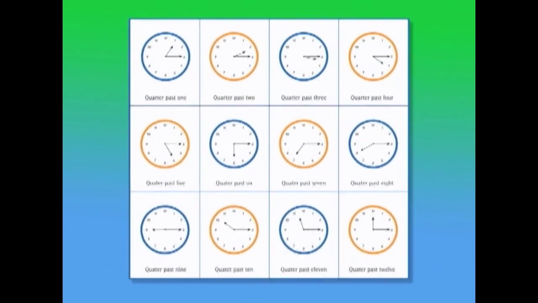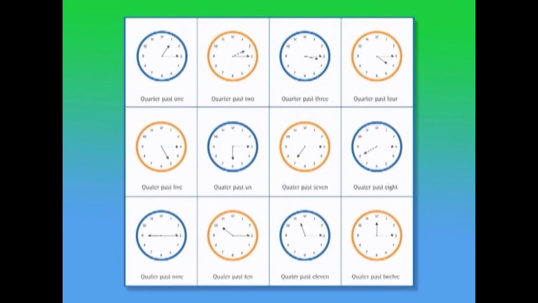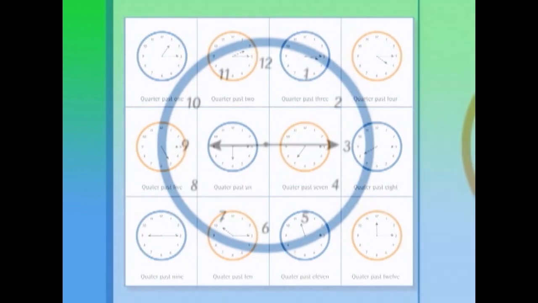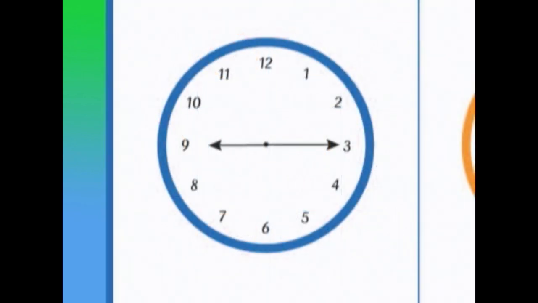Let's look at the bottom clock in the first column. Can you find the first column? That's right. We have the top clock, we have the middle clock, and we have the bottom clock. Look at the bottom clock. Can you see the big hand? Can you see the small hand?